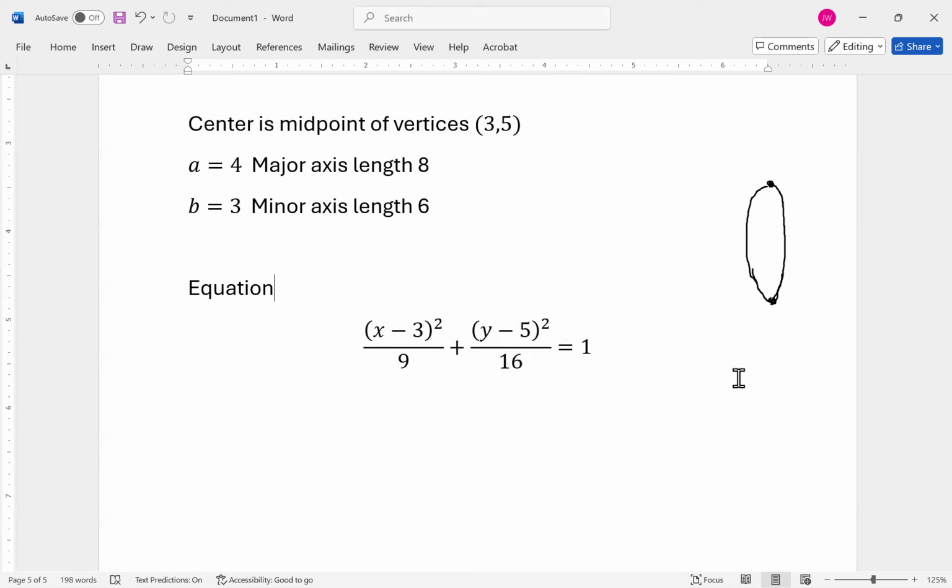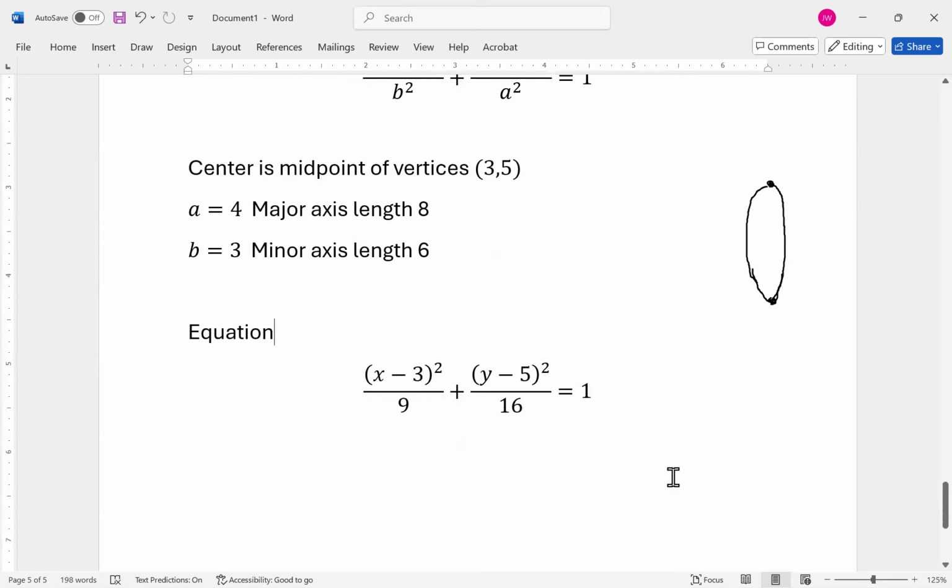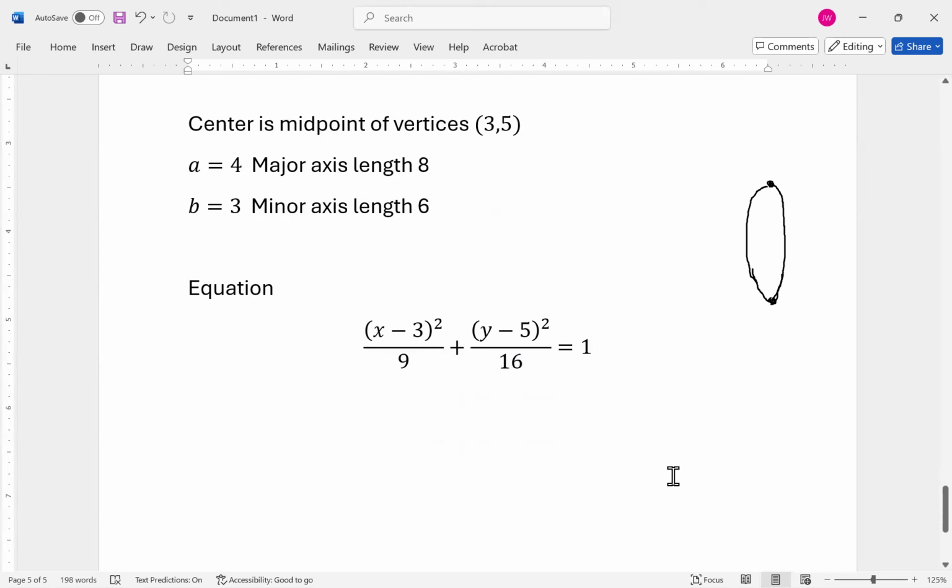Now, if you wanted to, we found the vertices here, I could also find the co-vertices. The vertices were given, but I could have also now found the co-vertices, and I could have used this equation to find my c, and that could have given me the foci and the eccentricity. I won't do that in this case because it only asks for the equation. So here we found the equation of the ellipse that we were looking for.